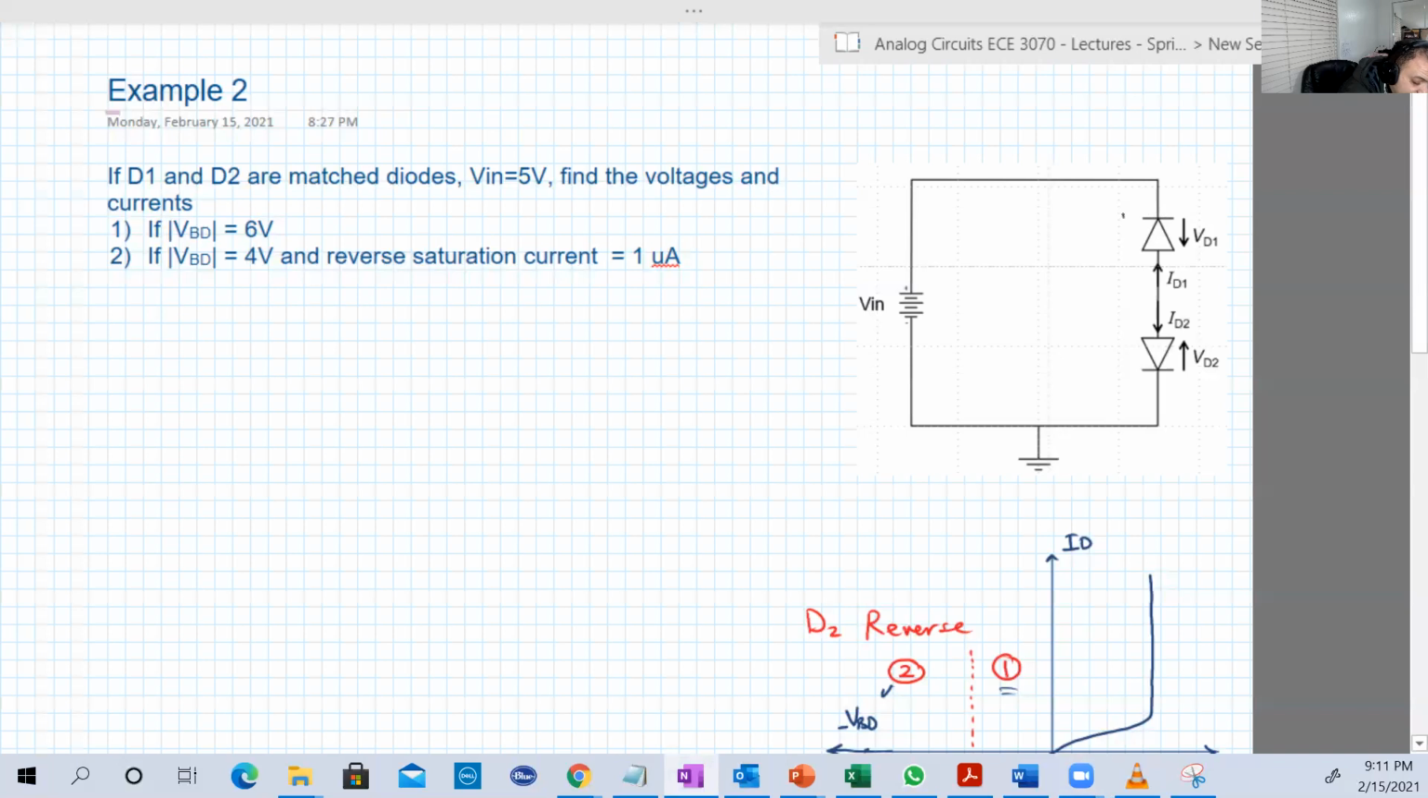The N side of this one is close to the positive of the battery, and its B is closer to the negative of the battery. So this one is just reverse, which is diode 1. And diode 2 here, its B is close to the positive, its N close to the negative, so it's forward.